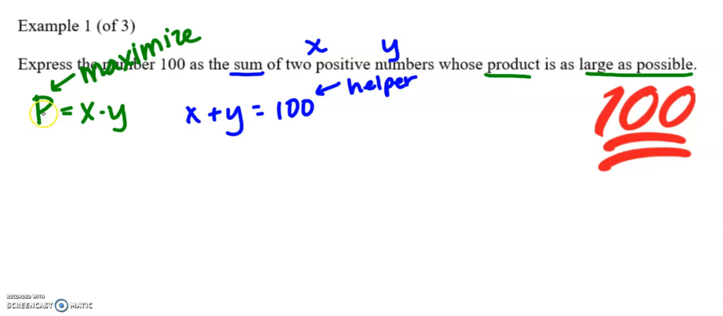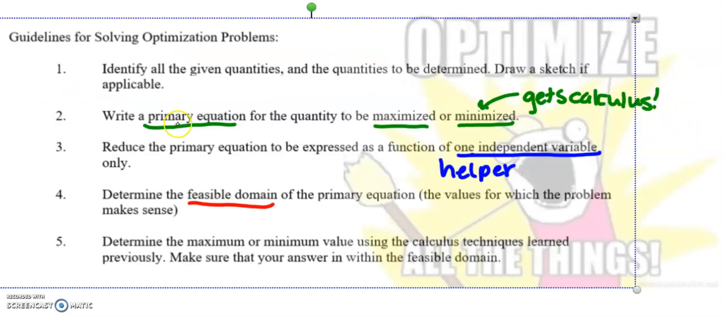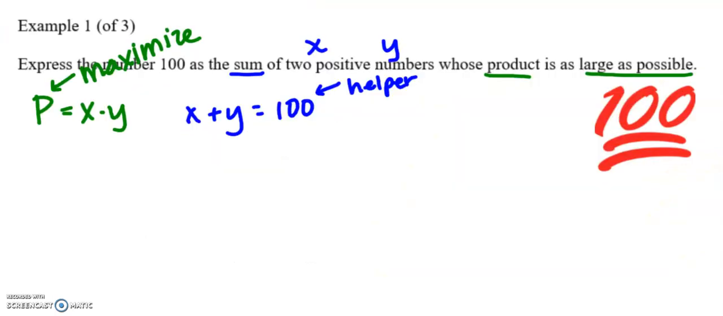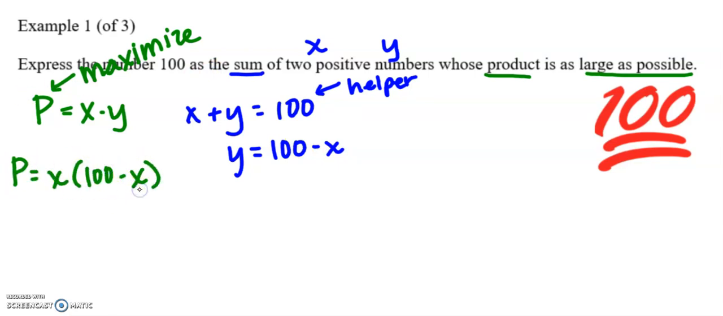So right now, my product, I've got my primary equation. I need to now reduce that primary equation to be expressed in one variable. So I can choose to make that product in terms of just x or in terms of just y. I'm going to choose to use my helper and say that y is equal to 100 minus x. So now my primary equation, the one I would like to maximize, is in terms of one variable, just x, right?